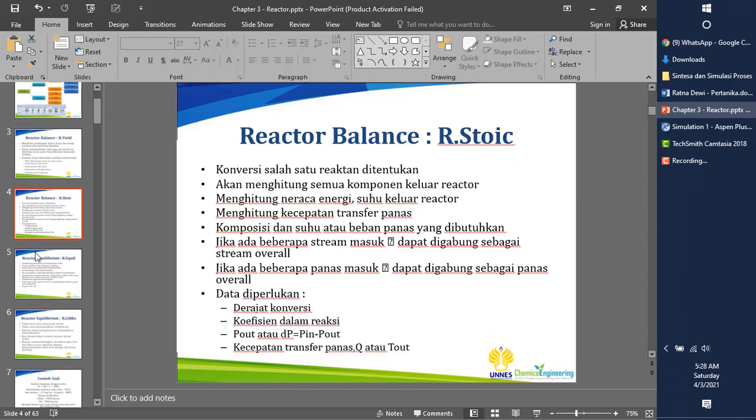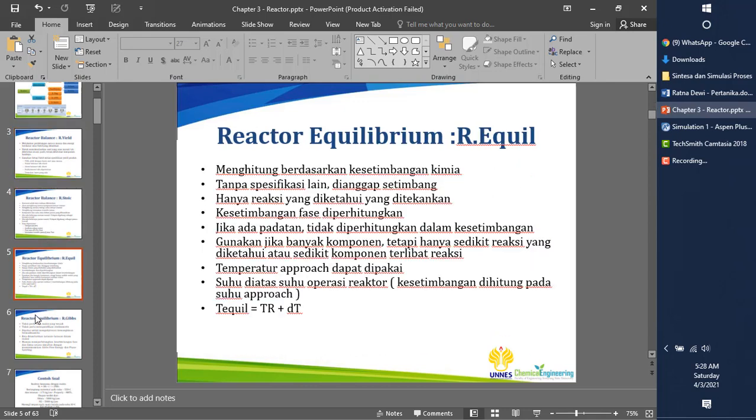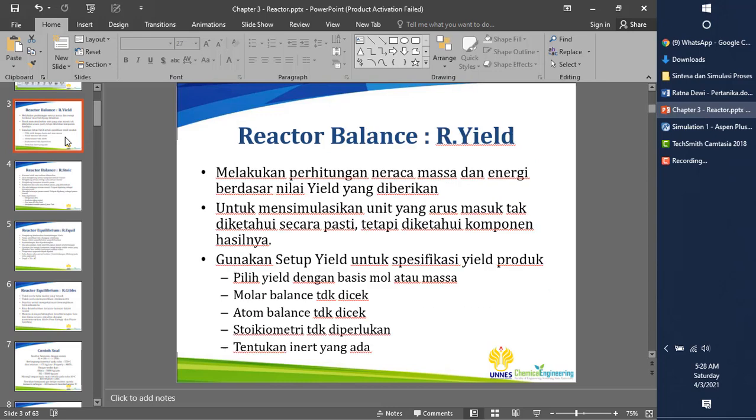So this is the basic explanation of each reactor, and in this simulation we are going to divide it into 2 simulations. We will start with the non-kinetic one, and then we continue with the kinetic reactor.